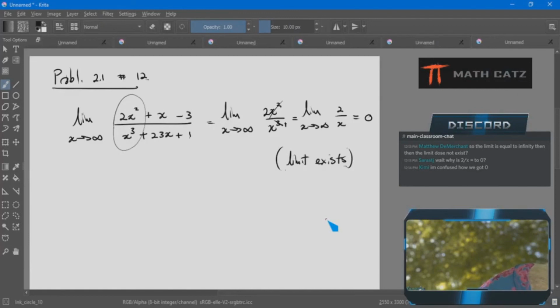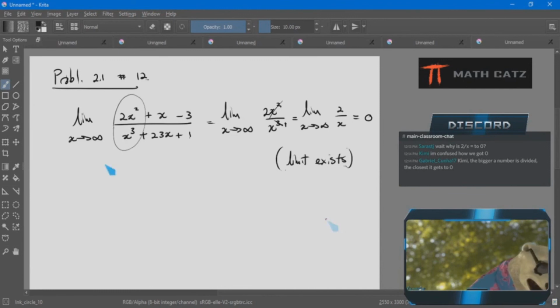Which one did I miss now? I think people said existing. They answered my question with a question, but I'll let that go. The limit exists because my answer is 0. Then one person asked, wait, how is 2 over x 0? Because x blows up in size.